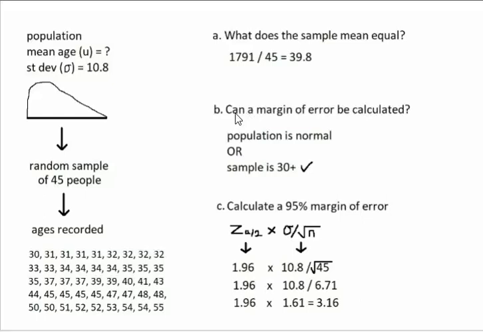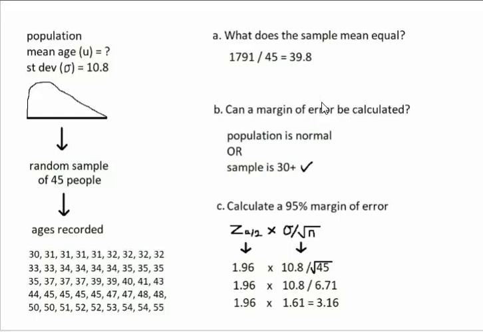In the earlier videos that I did for margin of error, this was phrased differently. I said, is the sampling distribution at least roughly normal? And when I said that, what I was basically asking is, can a margin of error be calculated? Because the sampling distribution has to be roughly normal for the margin of error to be solvable. So it's just two ways of saying the same thing.